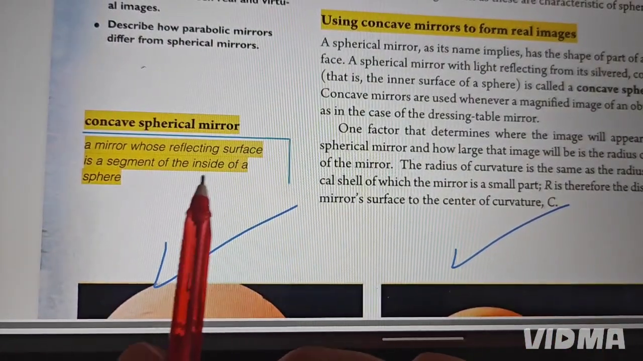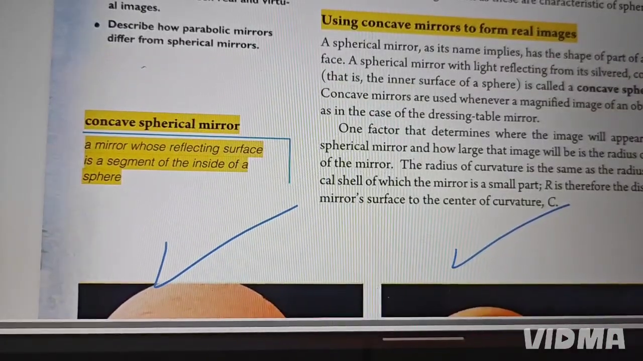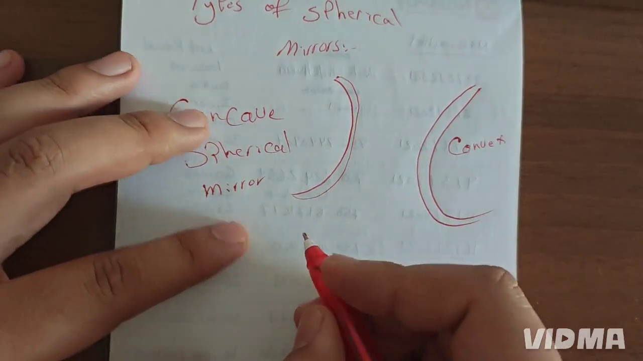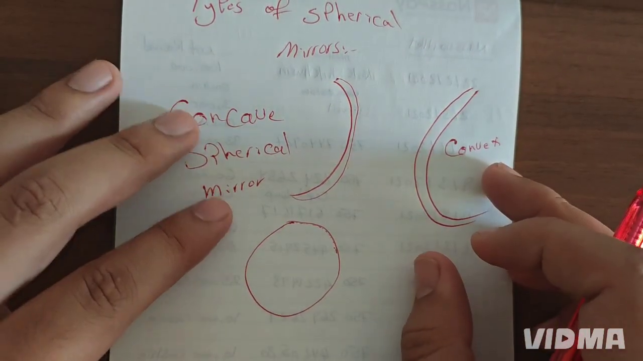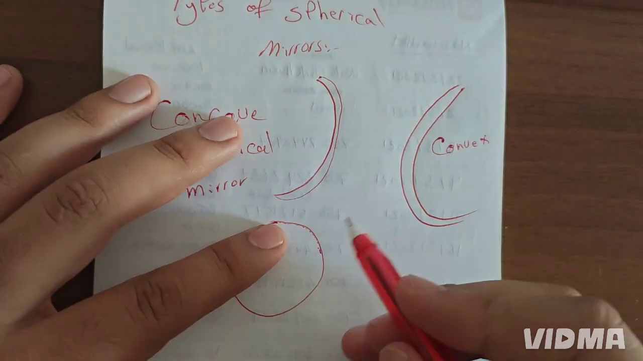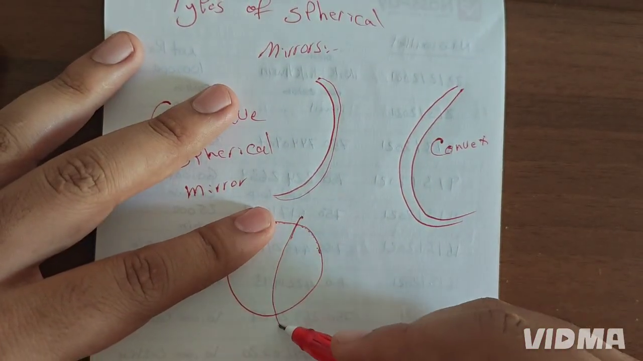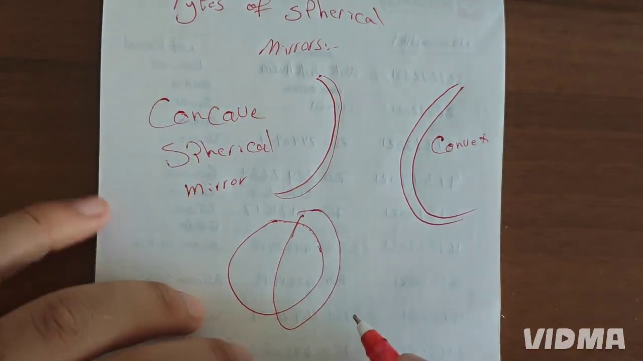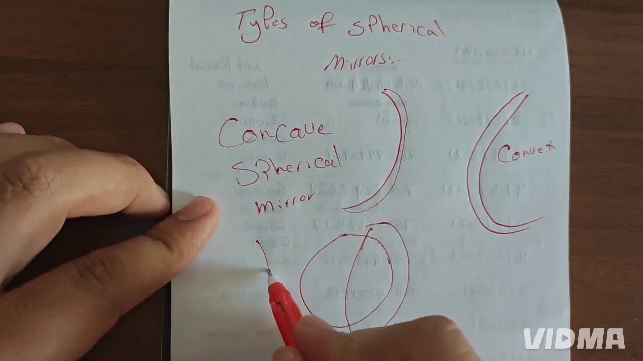A mirror whose reflecting surface is a segment of the inside of the sphere. You know what's the meaning of the definition? It means we know that this is the shape of the circle, right? If we only take this segment, meaning this part, and draw this part, it will be like that.